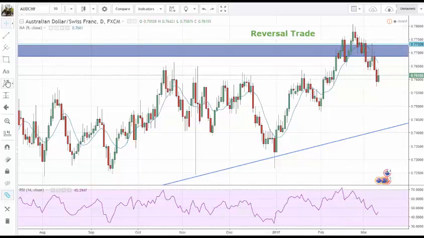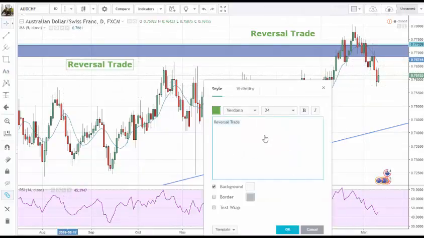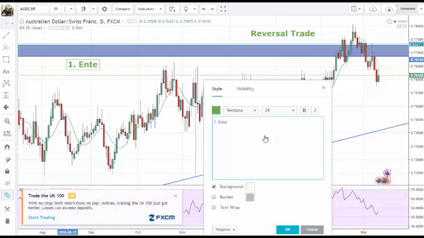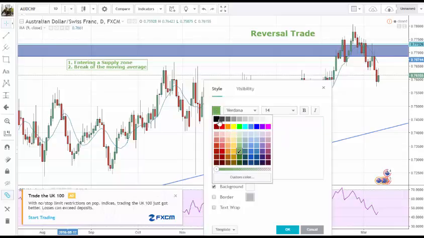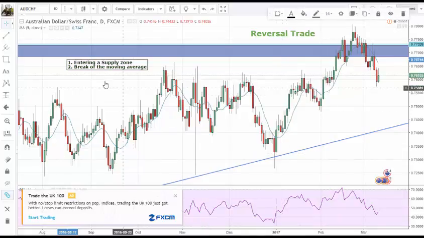That's one clue. So let me draw those clues in as well. Maybe we can do that over here. So the first clue was we were entering a supply zone. It's clue number one. Clue number two is we are seeing a break of the moving average. So that's the second clue.